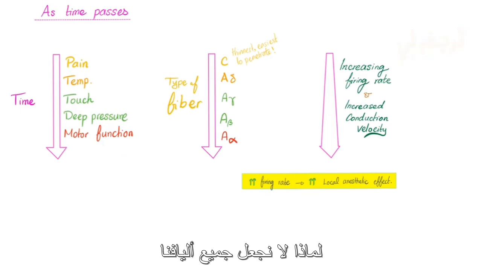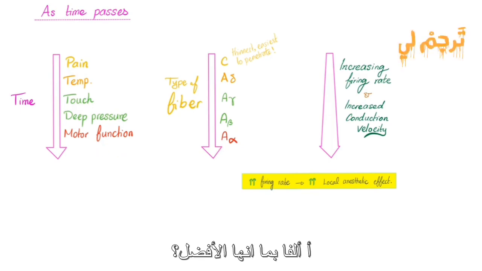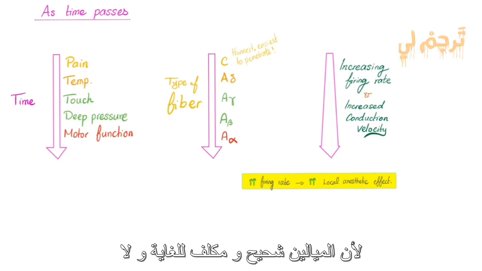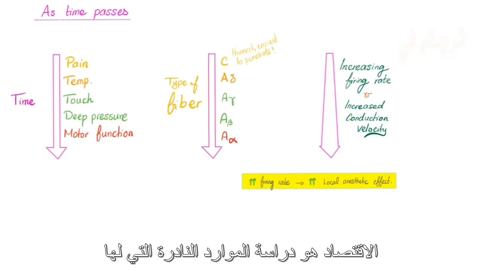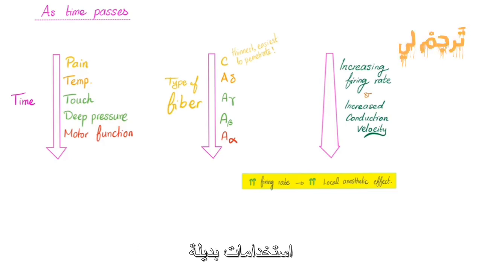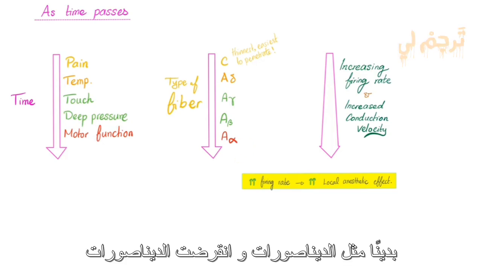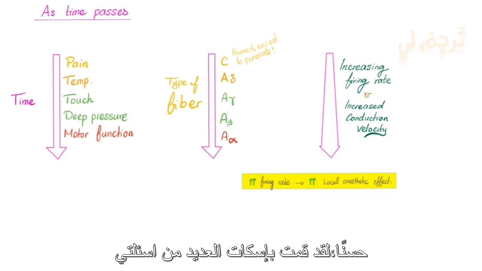Why don't we have all of our fibers A alpha since they are the best? Because myelin is stinking expensive and there are no solutions in life. There are trade-offs. Economics is the study of scarce resources which have alternative uses. If all of our fibers were A alpha, you would be as obese as a dinosaur, and the dinosaurs are extinct. Okay, Milicosis, shut up.